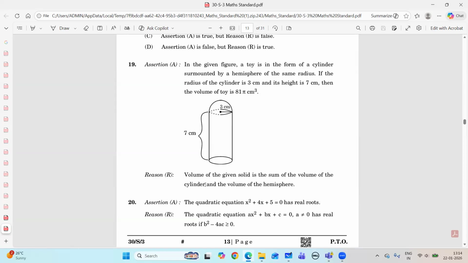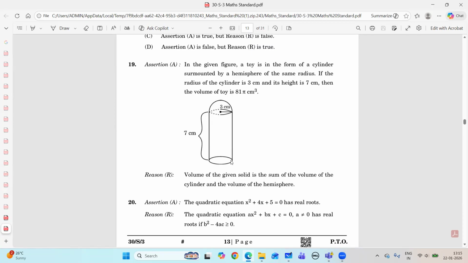Reason: the volume of the given solid is the sum of the volume of the cylinder and the volume of the hemisphere. This reason is correct. How to find the volume of this toy? This toy is formed of a cylinder and a hemisphere over that. To make this toy, you need a cylinder as well as a hemisphere, so their volumes should be added. So the reason is correct.